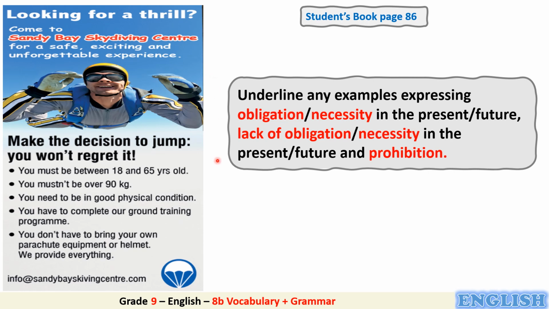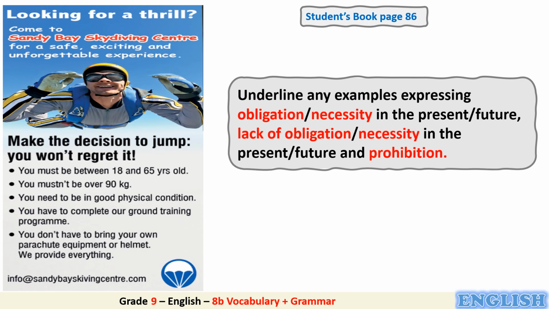Okay guys, this is the reading activity in the student's book, page 86. Here we are going to underline any examples expressing obligation or necessity in the present or future, lack of obligation or necessity in the present or future, and prohibition. Now, pause the video, then underline.